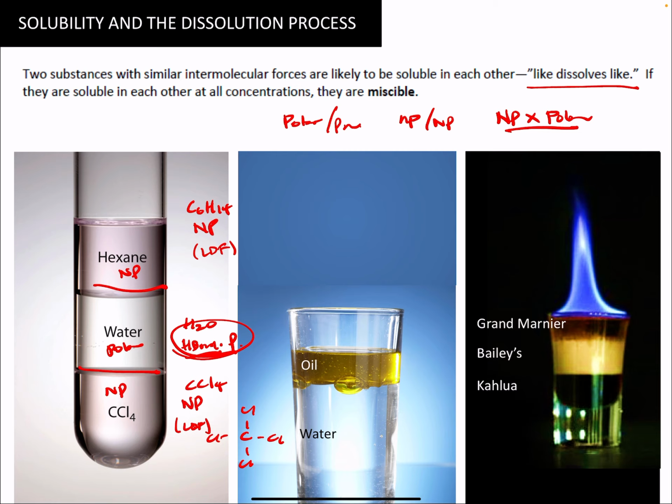What would happen if I got the water out of there? What would happen with hexane and carbon tetrachloride if they saw each other? They would mix. They would be what we call miscible in each other. If you're soluble in all concentrations, you are miscible.